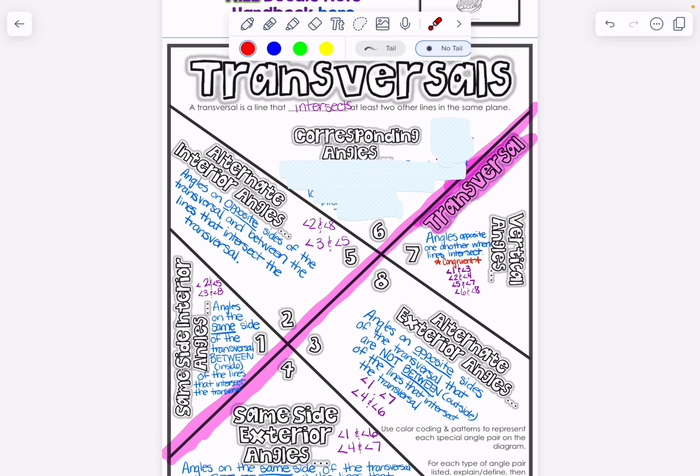We talked about alternate exterior angles. Exterior means you're on the outside of the two lines that the transversal is intersecting. And so alternate exterior would be 6 and 4, and 7 and 1.